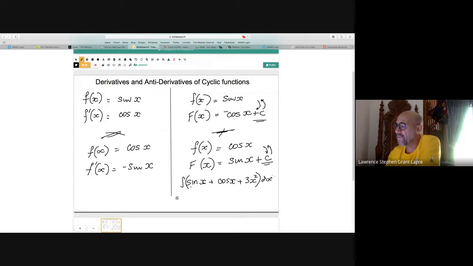So the antiderivative of sine x is negative cos x. The antiderivative of cos x is simply sine x. And the antiderivative of 3x squared is 3x cubed over 3, and that 3 will cancel. So you're left with negative cos x plus sine x plus c.